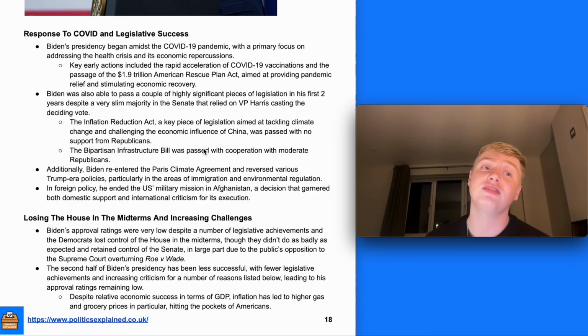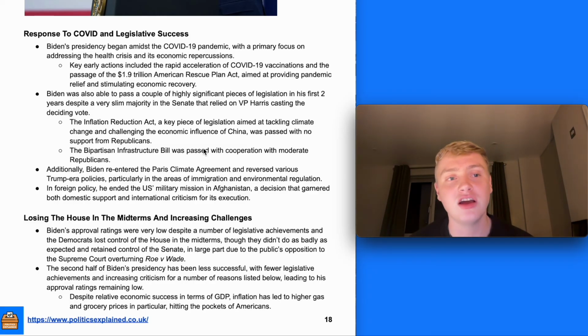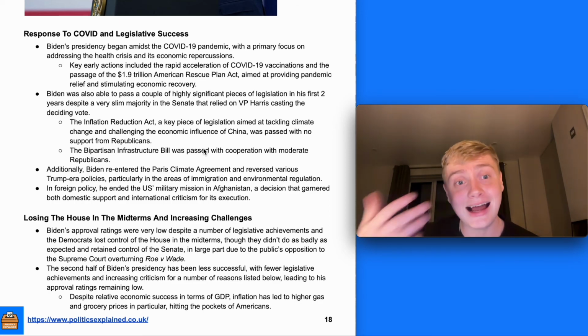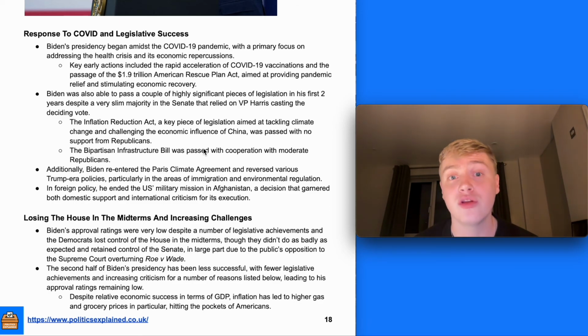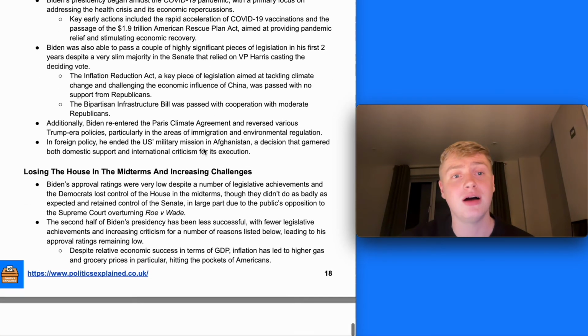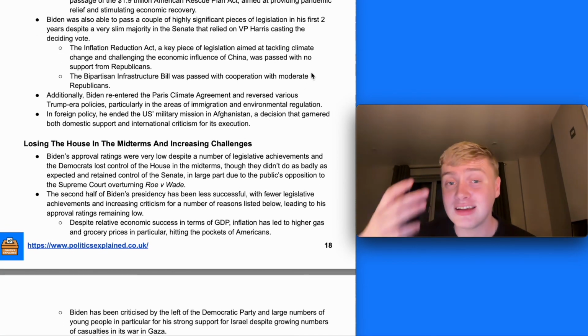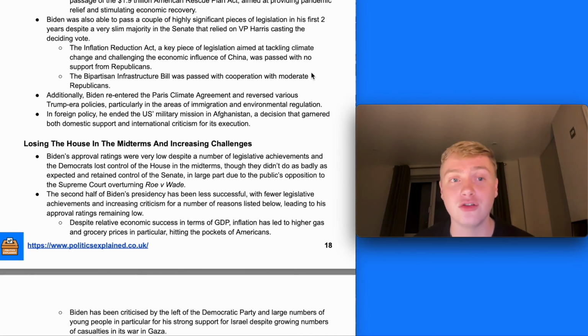So the start of his presidency can be seen as kind of defined by the response to COVID and some success. His presidency began amidst the COVID-19 pandemic with a primary focus on addressing COVID and its economic repercussions. And he had success, in particular with the passage of the American Rescue Plan Act. He was also able to pass a couple of significant pieces of legislation in his first 2 years, despite a very slim majority in the Senate that relied on his vice president, Kamala Harris, casting the deciding vote.